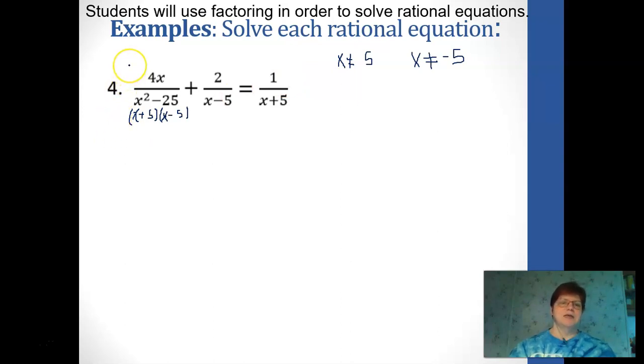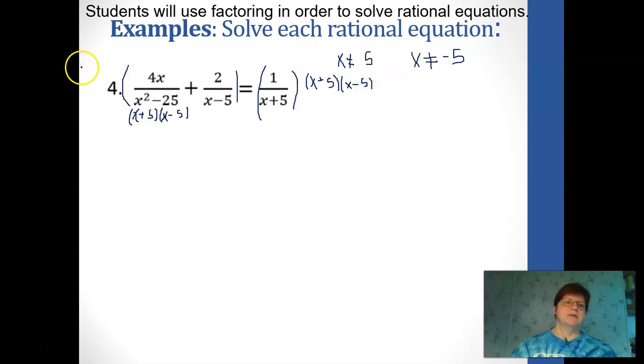So what we're going to do is multiply this side by x plus 5, x minus 5, and this side by x plus 5, x minus 5. So we multiply this by x plus 5 times x minus 5. And we multiply this side by the same thing. Okay? So that means we're going to have 4x times x plus 5, x minus 5.